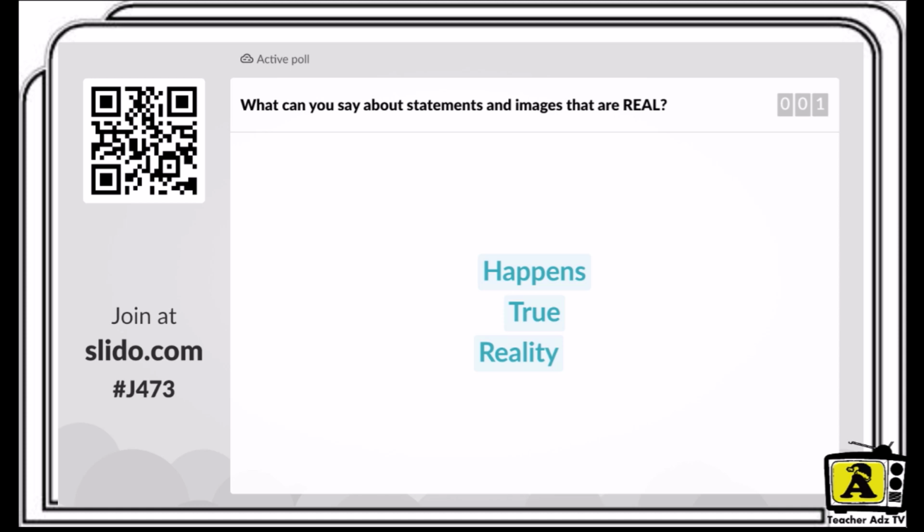How about this next one? What can you say about statements and images that are make-believe? Okay, somebody said not true. How about the others?